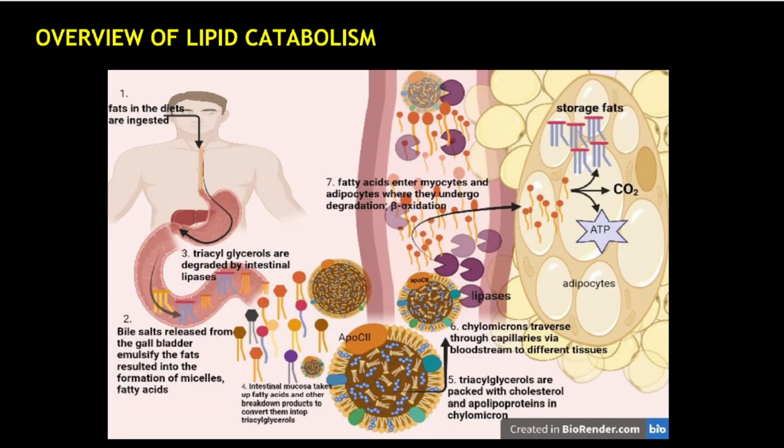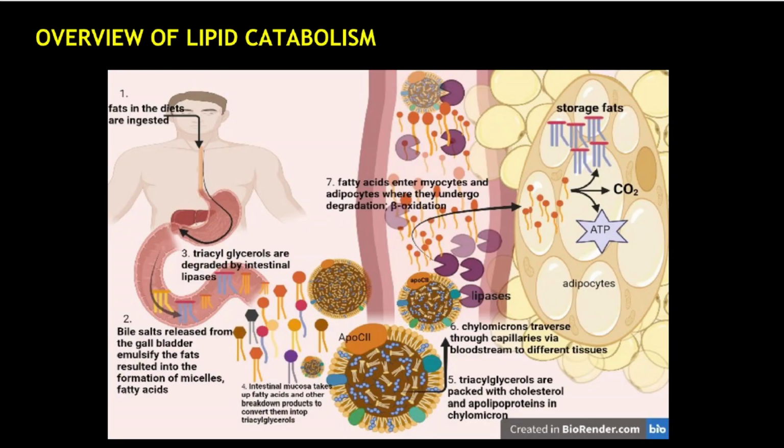Till now it is fatty acids. Then when they are taken up, they are absorbed inside the walls of the intestinal mucosa. Lacteals is the structure present in the intestinal mucosa, which absorbs these fatty acids. They take up the breakdown products and convert them into triacylglycerols. Okay.